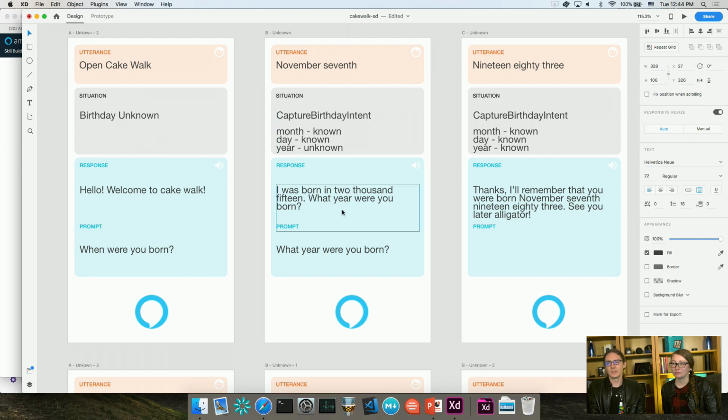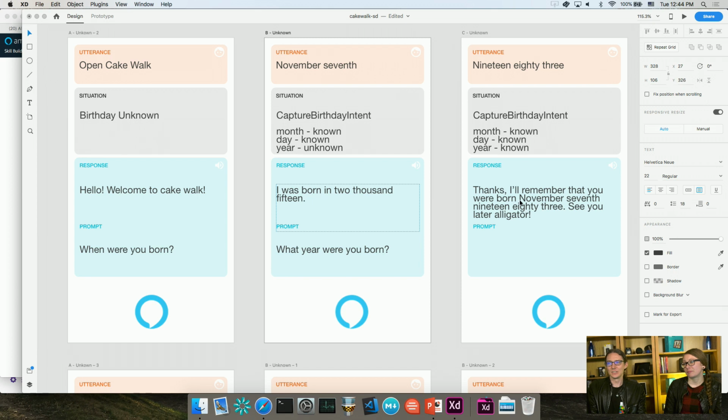And so in this case, we're going to require them to give the year, but we might want to rethink our design. But you can see here, we're giving some context. We're saying, oh, hey, I was born in 2015. What year were you born? And then this is doubled up. Shouldn't be here. Oops. We put the prompt in the response. All right, cool. So, what year were you born?